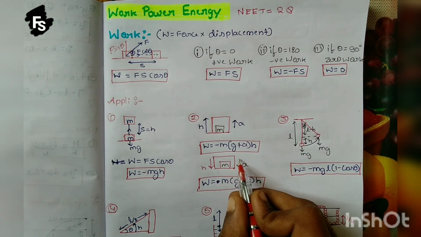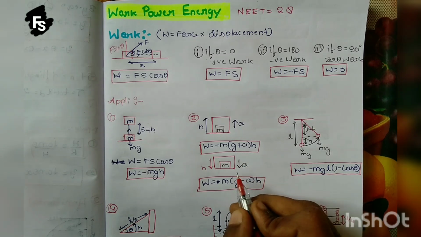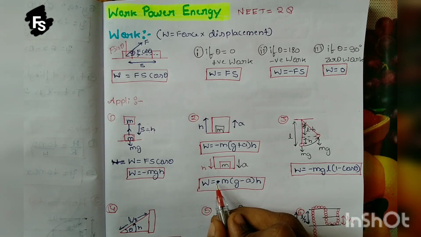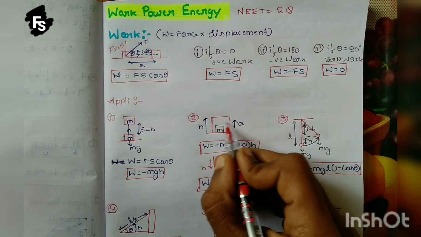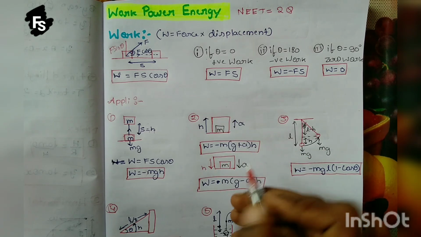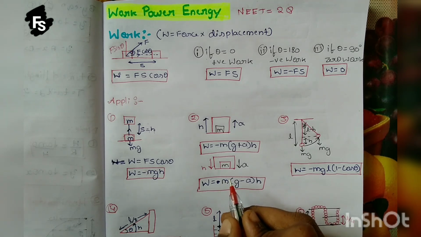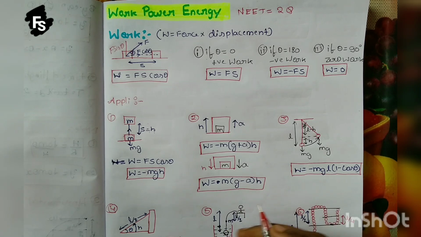If it is moving downward, then g minus a, because the acceleration is downward and the gravitational field is also acting downward, so g minus a. Here there is no negative sign, because the negative sign is due to moving upward, in the direction opposite to the gravitational field. Here it is moving downward, towards the gravitational field, so there is no negative sign.